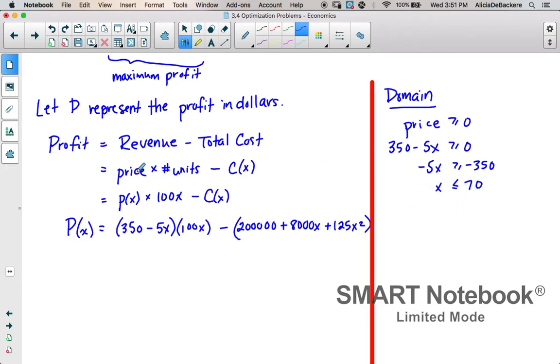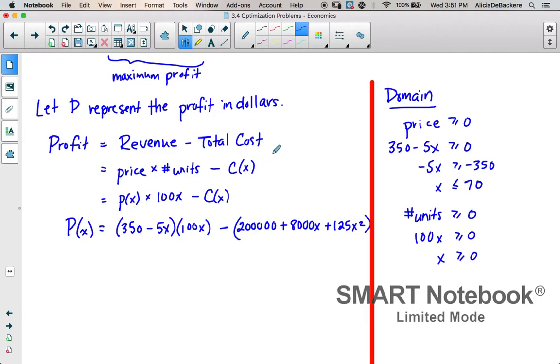The next piece of my equation is the number of units. And again, I can't sell a negative number of units, so the number of units has to be greater than or equal to 0. Here, this equation is rather simple, so it actually comes out that x does have to be greater than or equal to 0. And then there are no limitations in my equation.